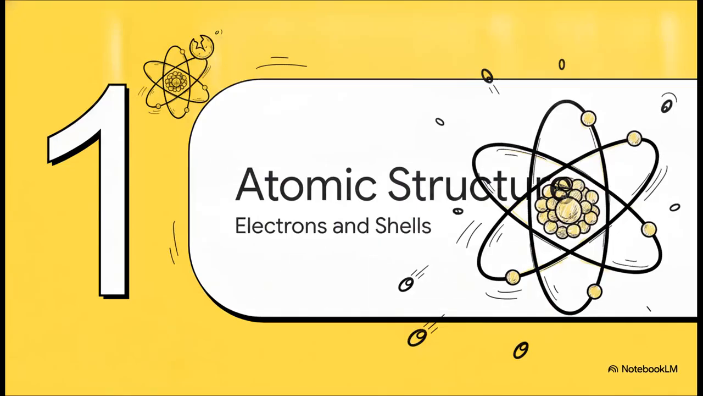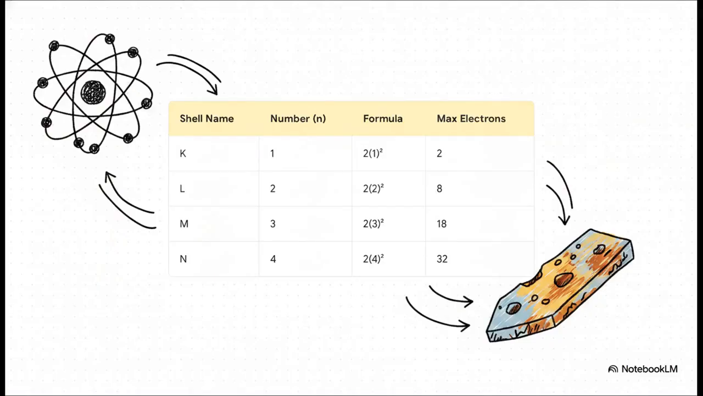All right, kicking things off with Section 1, Atomic Structure and Electrons. So, when we zoom into the atom, the real stars of the show are absolutely the electrons. They sit in these organized paths called shells, and the way they arrange themselves follows a super simple mathematical rule, 2n squared. Basically, shell 1 holds 2 electrons, shell 2 holds 8, shell 3 holds 18, and so on. This precise filling order is exactly what gives every single element in the universe its unique identity.